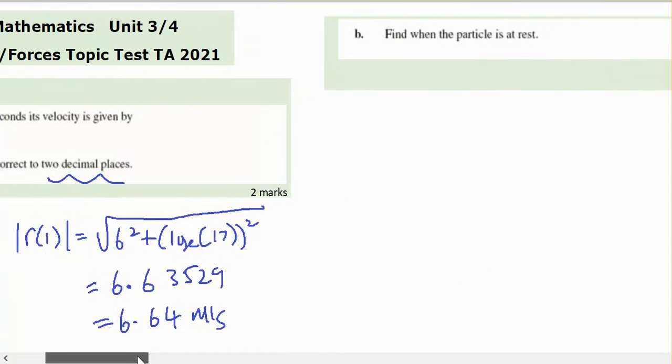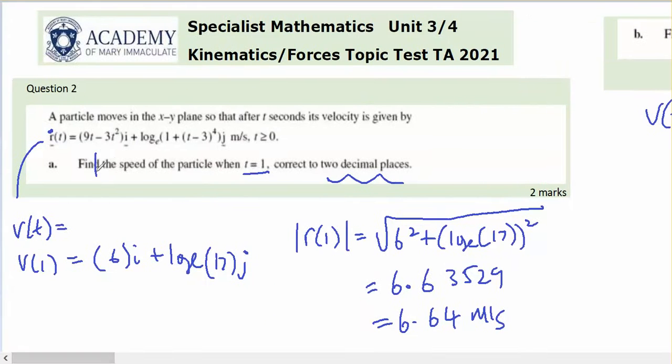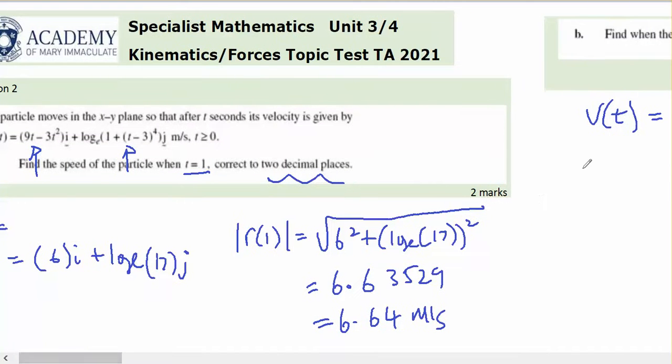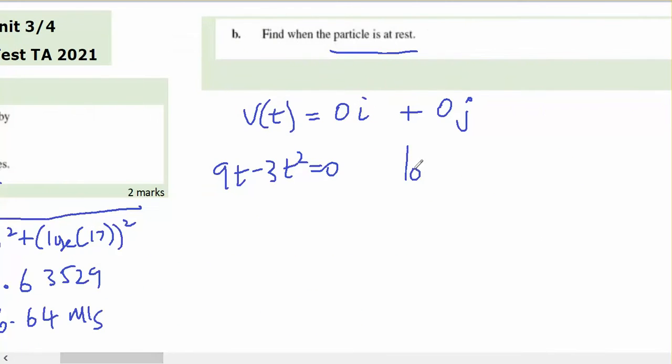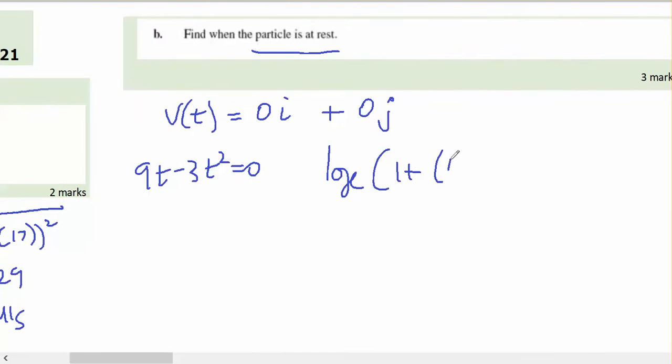Okay, part B, when is the particle at rest? Well, the particle is at rest when velocity is equal to 0 in the i and 0 in the j. It's got to be 0 in both of them. So what I'd like to do is set these equal to 0. So 9t minus 3t squared equals 0. And log base e of 1 plus t minus 3 to the power of 4 equals 0.